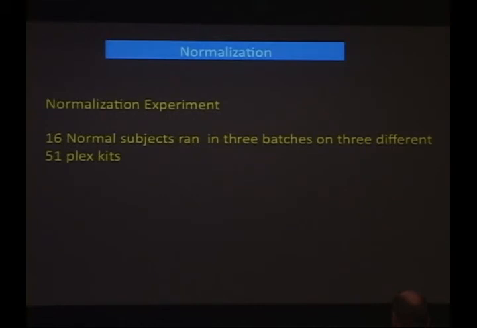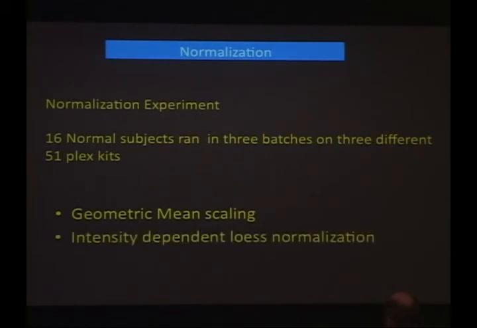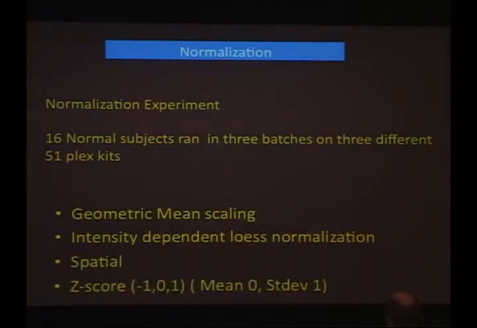There were 16 normal subjects, and they were run in 3 batches on 3 different 51-plex kits. So these are 3 batches, and each batch is a different kit. So what do we see here? But before I get into this, we applied some normalization techniques: geometric mean scaling, intensity-dependent lowest normalization, and spatial z-score. For the interest of time, I'll just show you 2 of these.